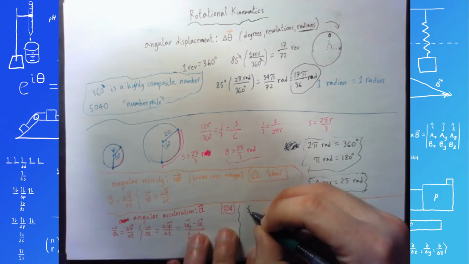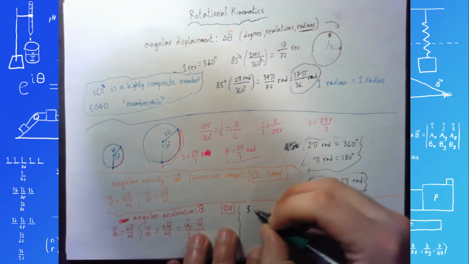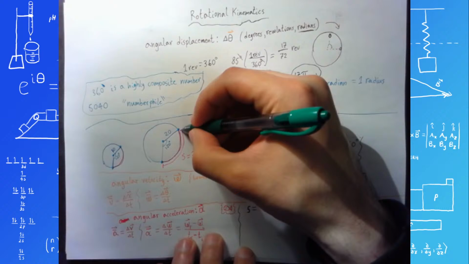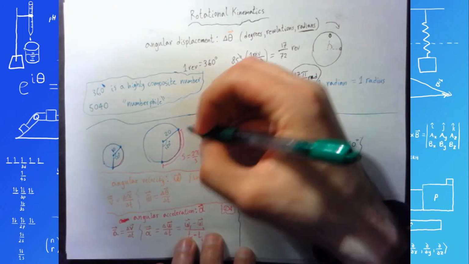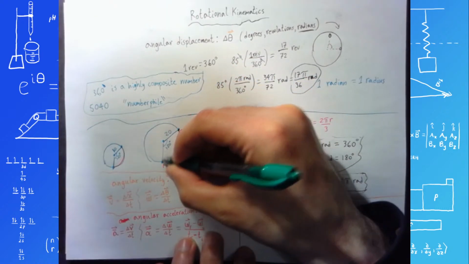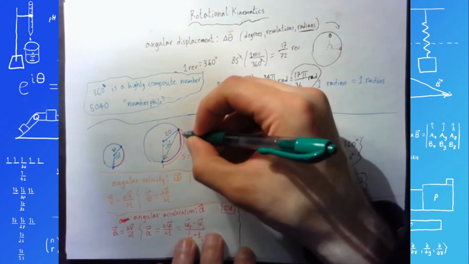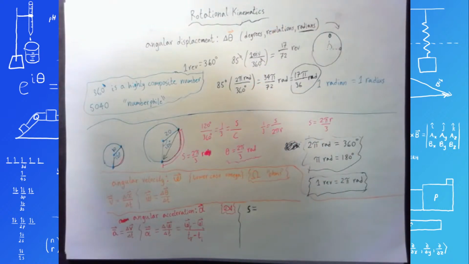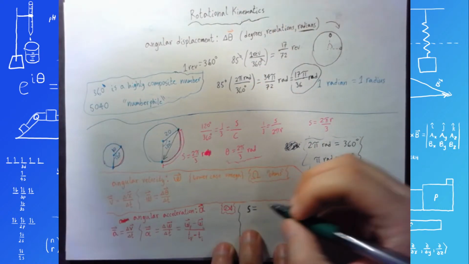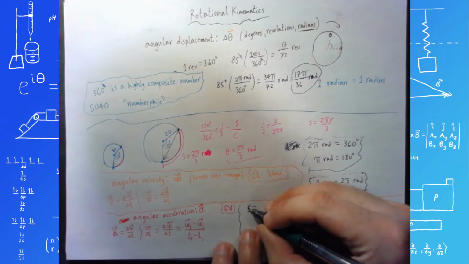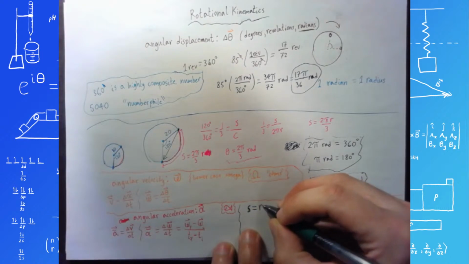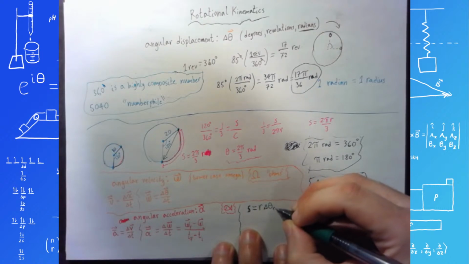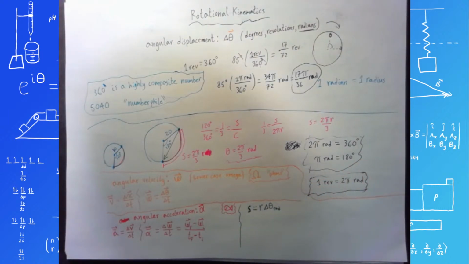Arc length, which I will symbolize with the letter S, is going to be a distance and not a displacement because, as you can see, it's not from this point straight to this point. This would be a displacement, but this over here is clearly a distance. So arc length is equal to the radius times delta theta in radians. It has to be in radians.